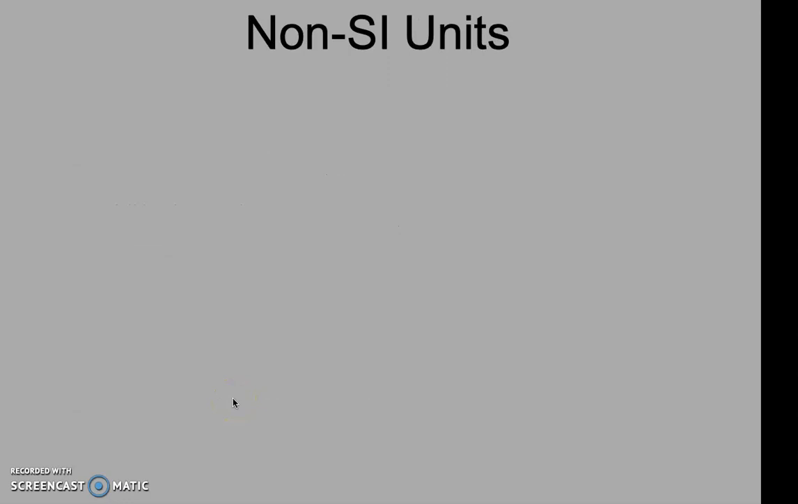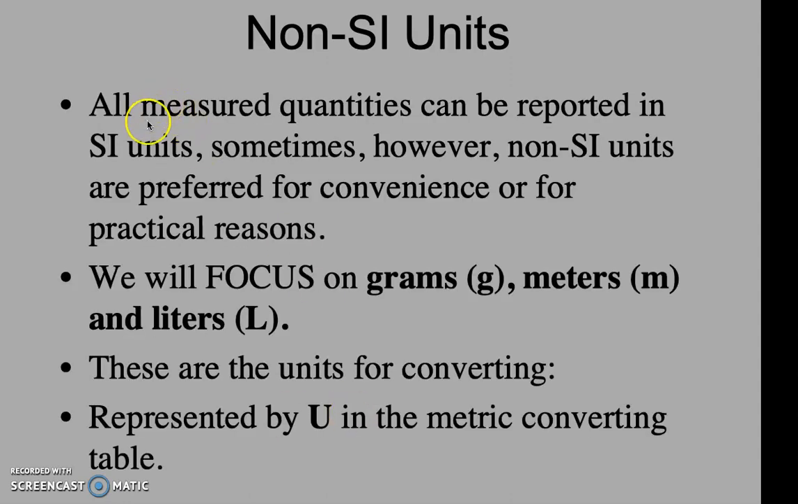Now the non-SI units, and this is where we're going to be doing a lot of practice today, are these here. These are very important to know, and these are the ones you're going to want to memorize. All measured quantities can sometimes be reported in SI units. However, non-SI units are preferred for convenience or for practical reasons. We will focus on grams, meters, and liters. Grams are for mass, meters are for length, and liters are for volume. That's what we're going to be working on in this class.